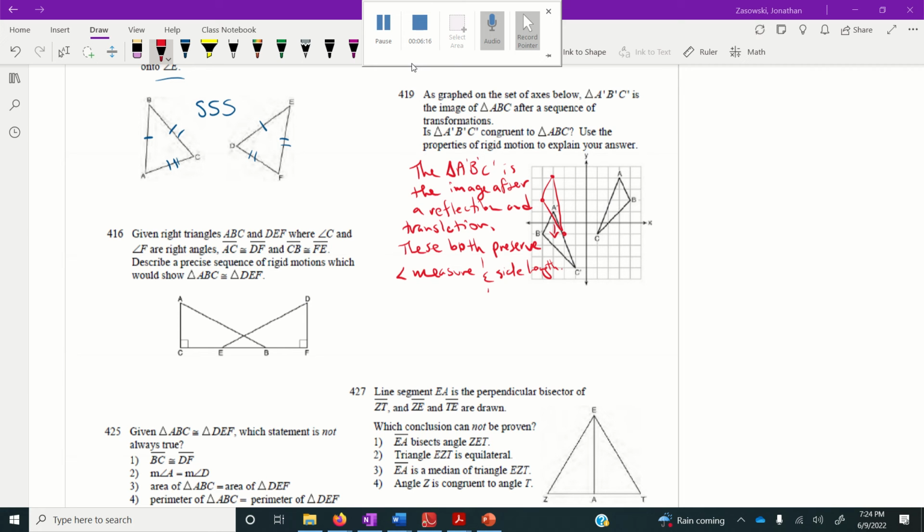So as long as you mention anything about the fact that there's no dilation, or the triangles have the same side length, or that you've done a reflection and a translation, and these are rigid motions. But the big thing to mention here is that the side lengths and the angle measures are equal, okay? So if you want to get specific about what was done and then it preserves, then that would be enough.